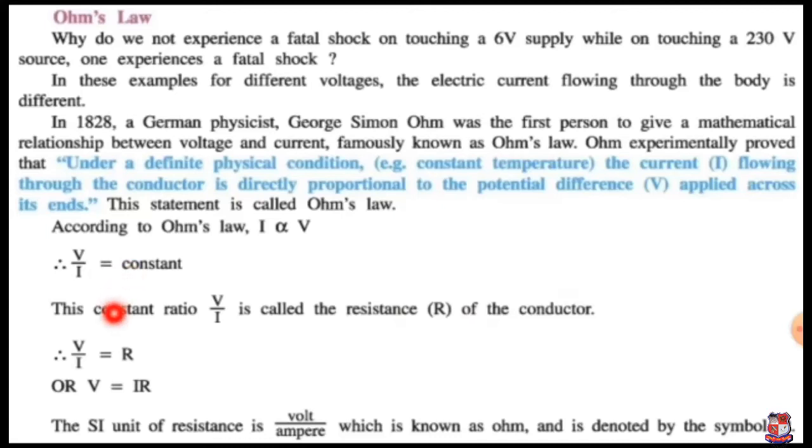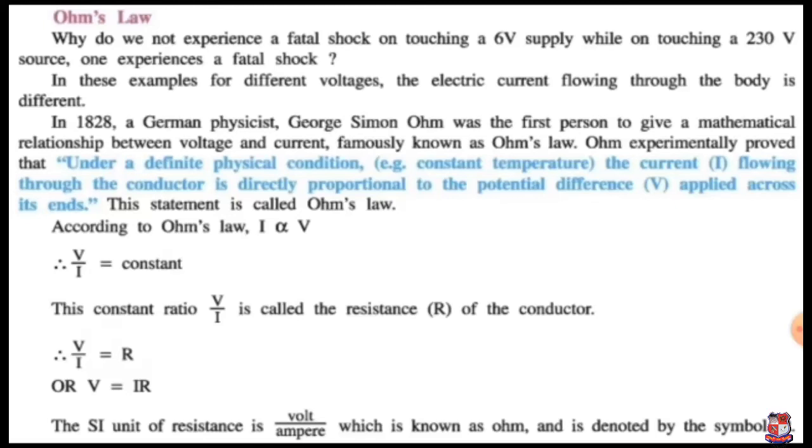This constant ratio V upon I is called the resistance, symbolically represented as capital R. By substituting this constant in the equation we have V upon I is equal to R, or you can simply write it as V is equal to IR. This is the final mathematical expression of Ohm's law and the proof of Ohm's law theory.